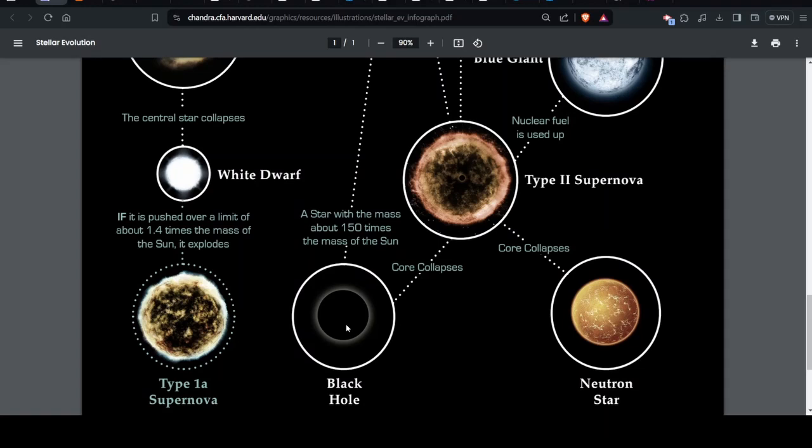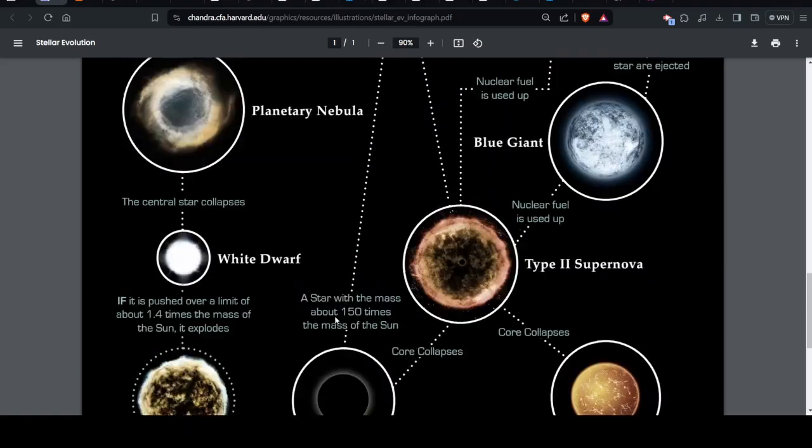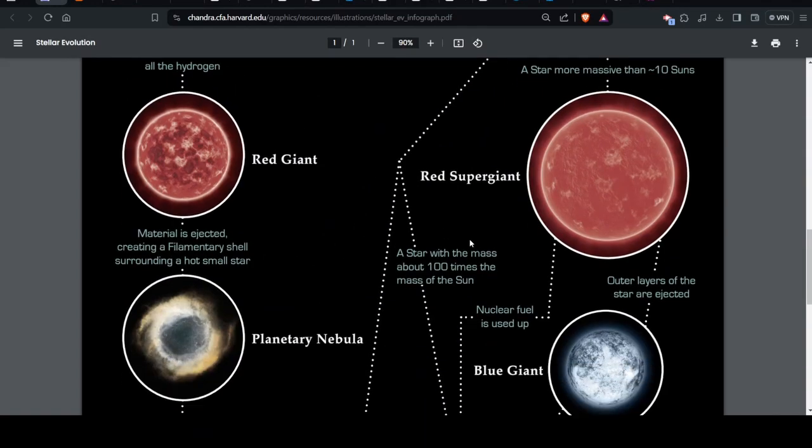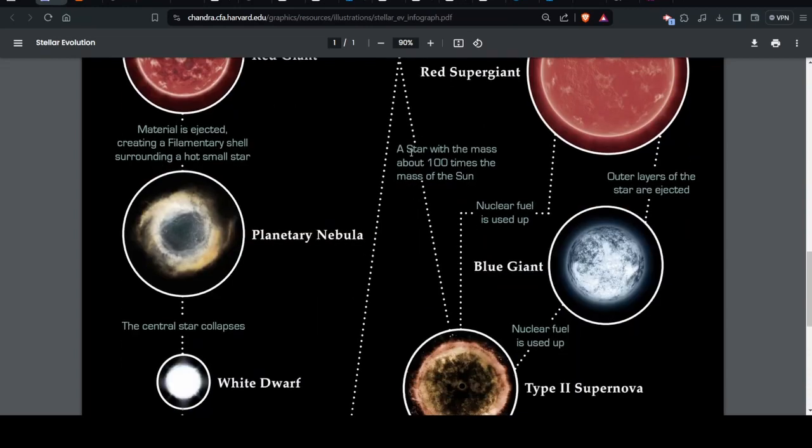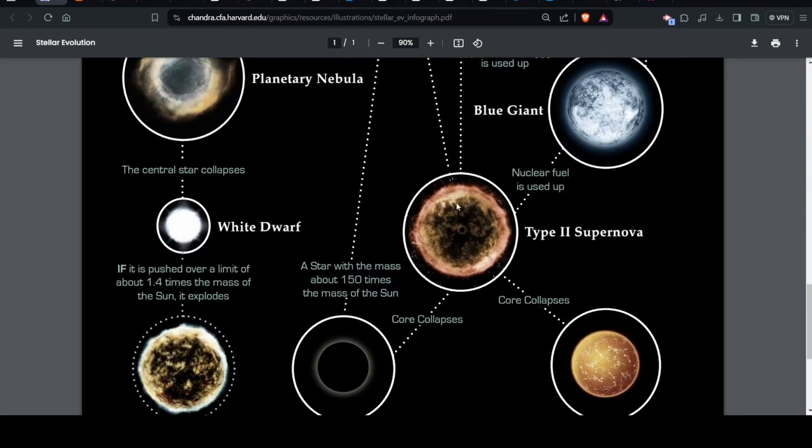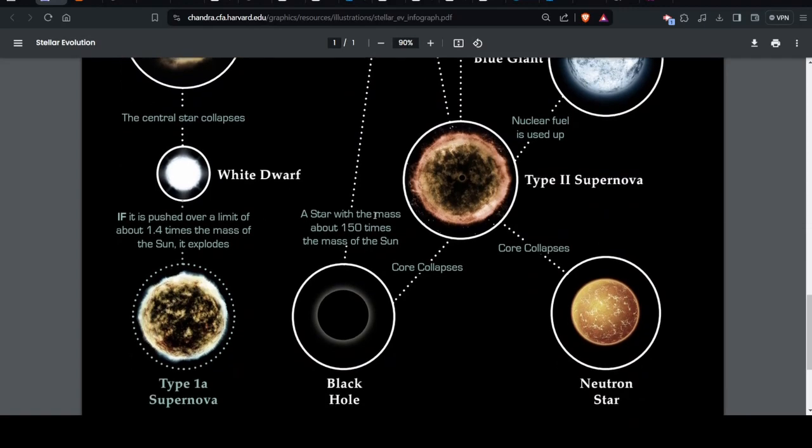So if you are a blue supergiant, and the mass is 100 times more massive than the sun, it'll pretty much just go right into a type 2 supernova. It's so unstable. And then if it's more than 150 times the mass of the sun, it goes basically from blue giant into a black hole. There's just so much mass and so much heat generated that it can't stabilize into a star for very long, and it'll just collapse.